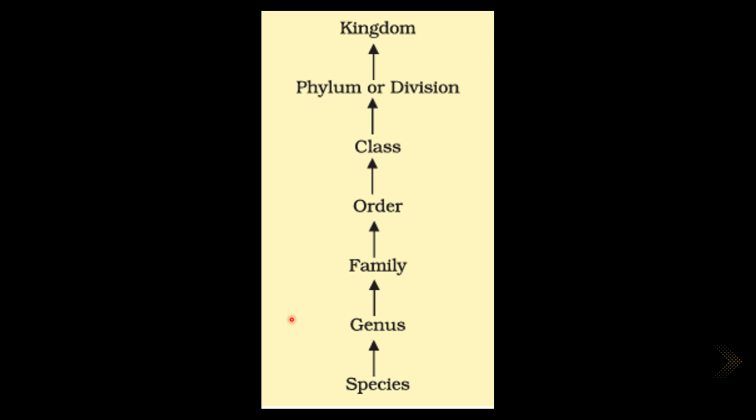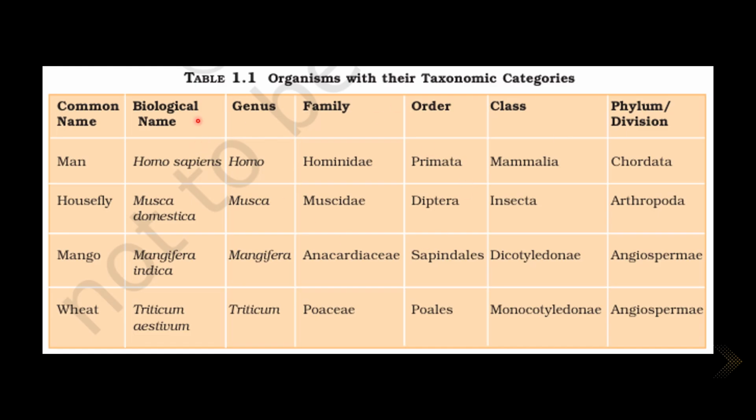So this is the most important flow chart of this chapter, that is taxonomical hierarchy. Similar species move to genus, similar genuses form family, similar families form order, then similar orders form class, and similar classes form phylum in animals and division in plants, and phylum and divisions move into kingdom, that is plant kingdom, animal kingdom.